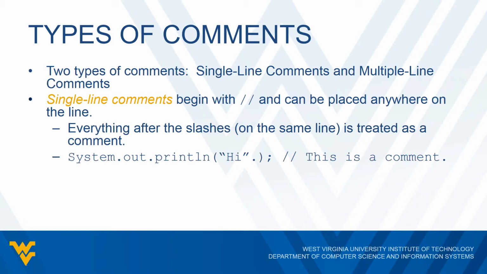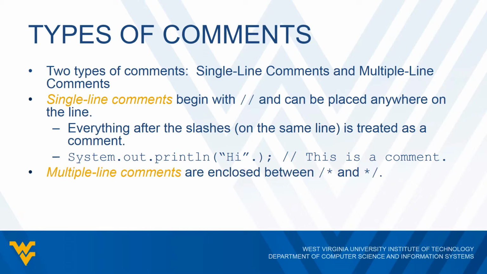So just to give an example here, if I have the line system.out.println and then hi, everything up to that semicolon the compiler would read as you print out the word hi. And then the two slashes indicate that everything afterwards would be a comment. So the line that says this is a comment, Java isn't going to do anything with that. It doesn't even read that line.